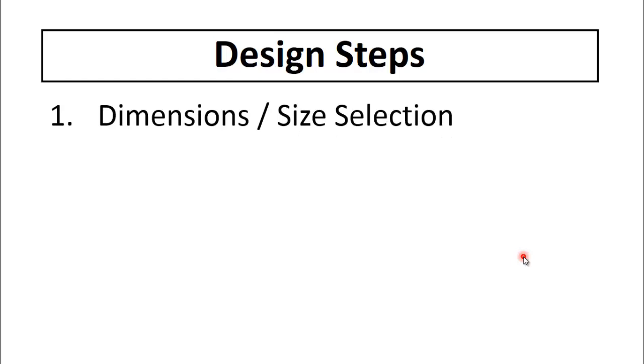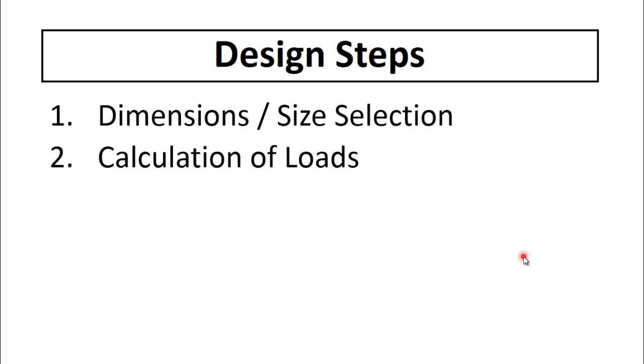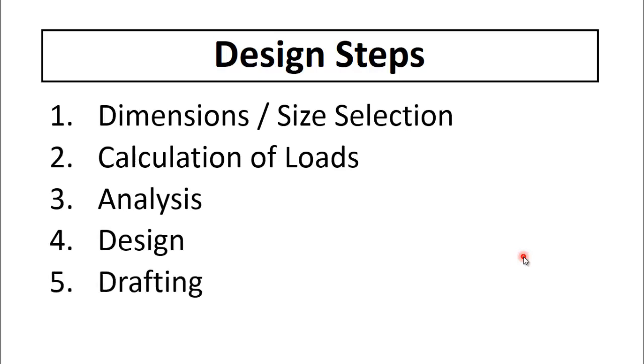So in this video lecture, we are going to discuss the design steps for the flexural design of beam according to ACI 318 codes. The first step is dimensions or size selection. The second step is calculation of loads. Third step is analysis. Fourth step is design, and fifth step is drafting or drawing. Now we will discuss these steps one by one.